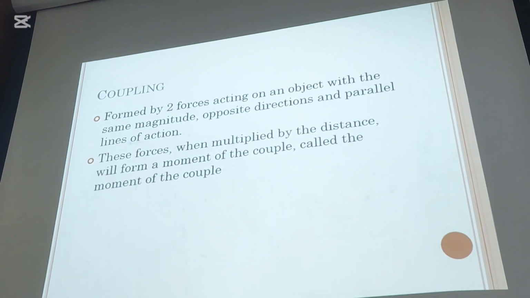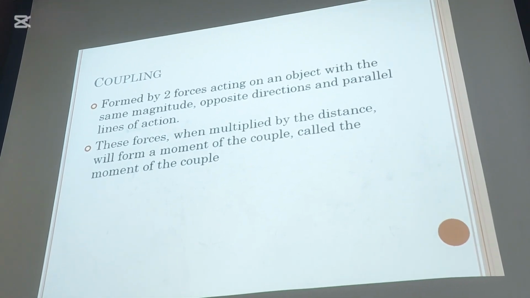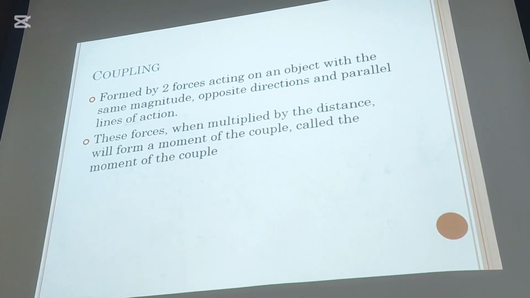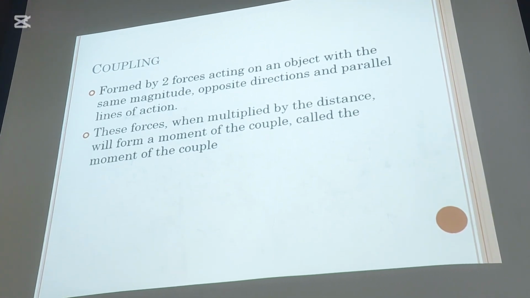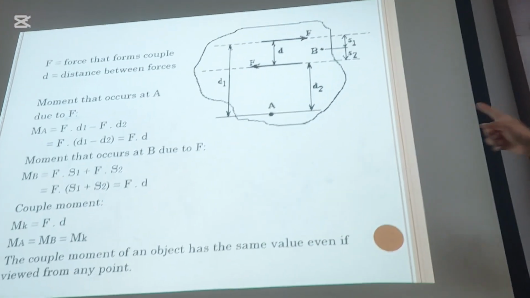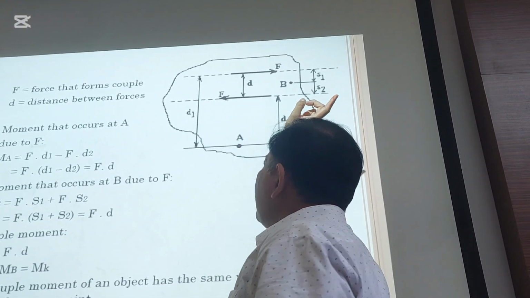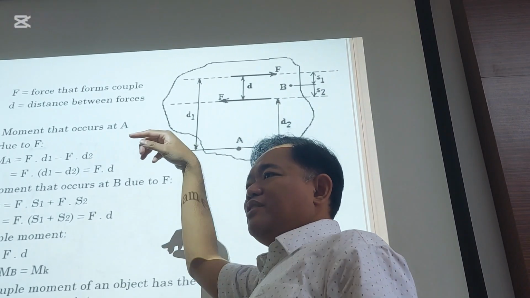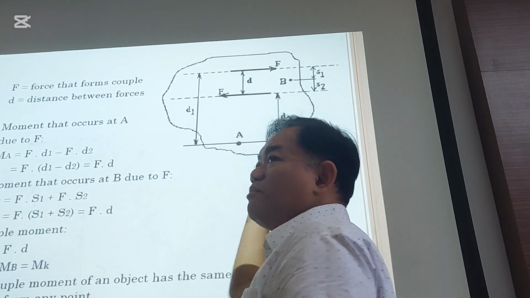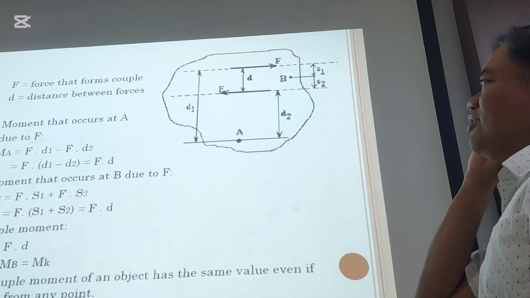Let's see in the next page about the picture. This force, when multiplied by the distance, will form a moment of the couple, called the couple moment. This is the picture. One F is going to the left, the other F going to the right, and each of them is parallel to each other, not like this, but exactly parallel, and the same magnitude, which means same Newton. This is a couple.